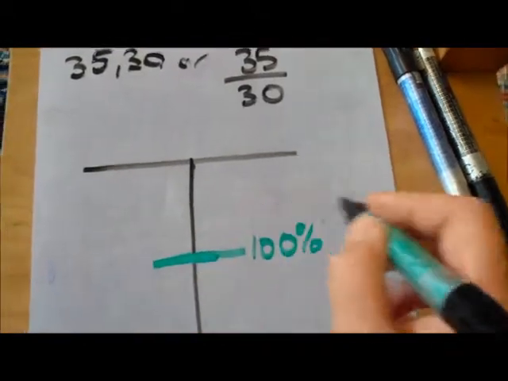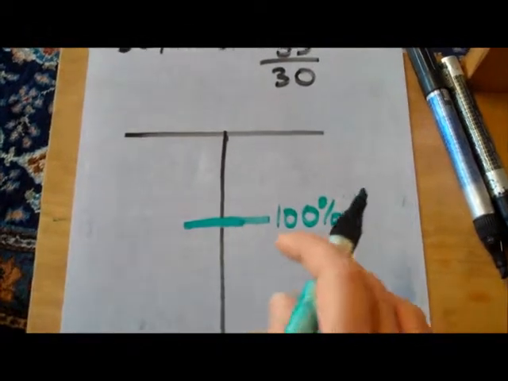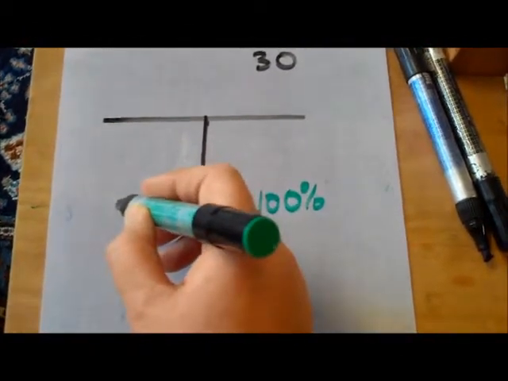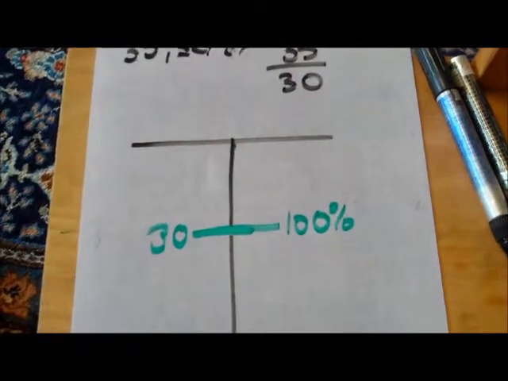And if I got 100%, what would my score have been? What would I have to get 100? So 100%, I would have had to have scored 30. But what did I actually score?